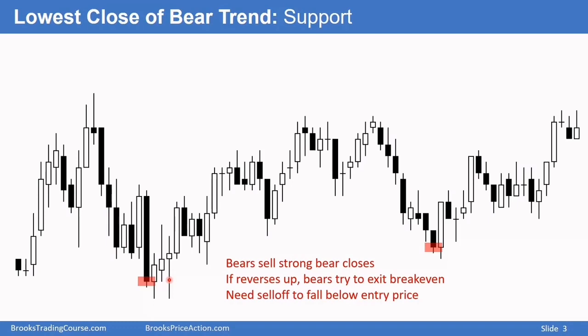The bulls see the same thing, and they say, I think we're going up. I'm going to try to buy a test down to this low close. They see the strong reversal up. They place a limit order to buy at that low close.